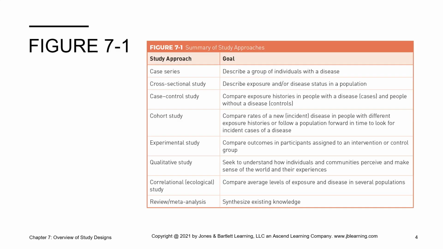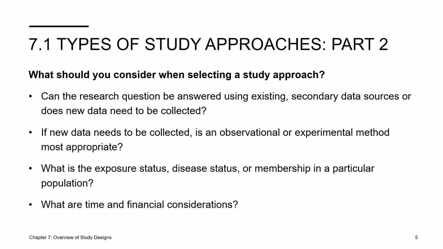Figure 7.1 goes over a summary of different study approaches. It discusses these 8 study approaches, which include the case series, cross-sectional studies, case control studies, cohort studies, experimental studies, qualitative studies, correlational or ecological studies, and review and meta-analysis. These will be just briefly introduced in this chapter, and then there will be a lot more information about each one of these in the following chapters. This figure really just gives the goal for each of these different study approaches, so you can come back to that and review on your own time.